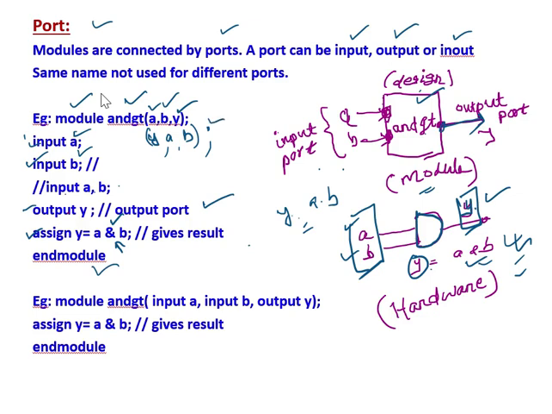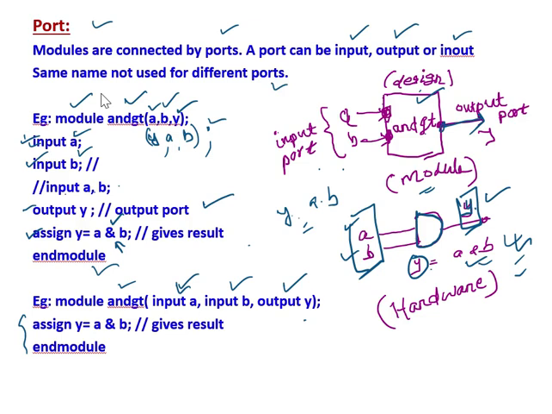Or in this way I can declare the module: module name, then input A, input B, output Y. Once I write it like this, I don't need to write input A, input B and output Y again further down between the module and endmodule. Once it is declared, either inside the parentheses or in between module and endmodule, I don't need to declare it again. The same name should not be used for different ports.